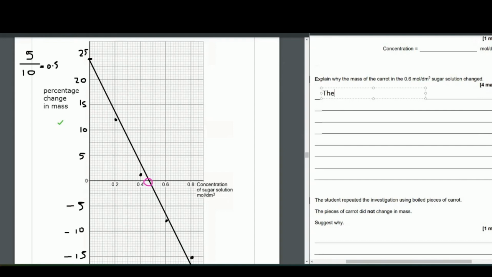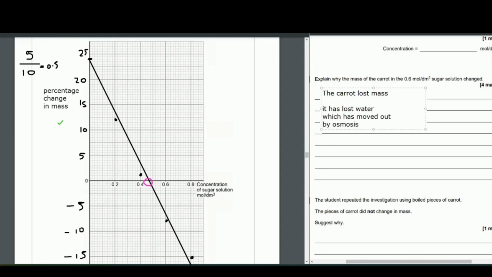So the carrot lost mass. That is going to get us a mark. Why did it lose mass? Just think about it. What must be happening if a carrot has shrunk? This is the osmosis practical. What has happened if the carrot has shrunk? What has come out of it? Why has it lost mass? So it has lost water, which has moved out, right? That's going to get us a mark.